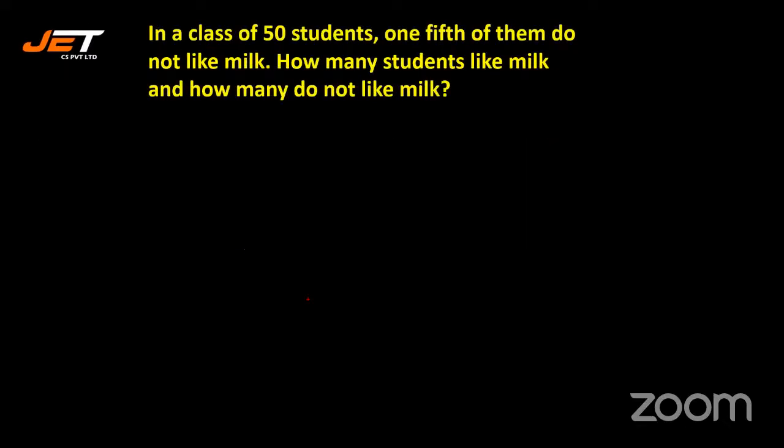Now, in a class of 50 students, 1/5 of them do not like milk. How many students like milk and how many do not like milk? So, how many total students are there in the class? There are 50 students. 1/5 of them do not like milk. Okay. First, we need to find out the 1/5 of the students who do not like milk. How many students like milk and how many do not like milk? Just think about it, and then I will tell you.